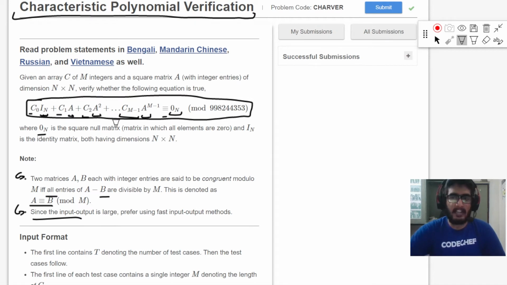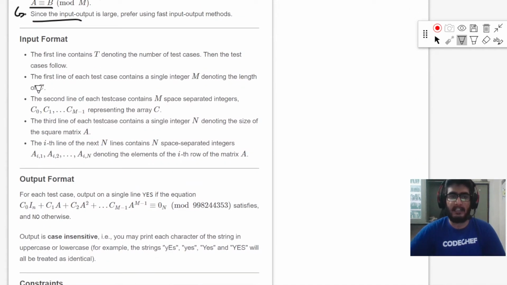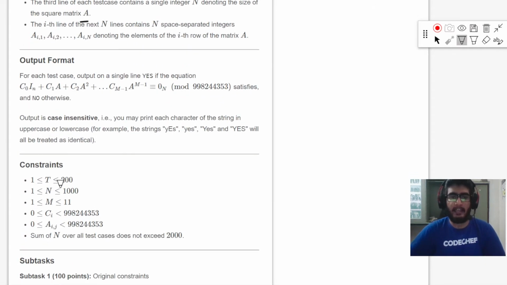So this is a pretty straightforward question where you just have to evaluate whether this whole matrix is going to be congruent to 0 or not. Basically, you have to evaluate this matrix and check whether it is 0 or not. In input, we are given the vector C and the matrix A in each test case. And the number of test cases here is 200, but as it is given that the sum of n over all test cases does not exceed 2000, we do not have to factor in the number of test cases in our time analysis. We just have to factor in the maximum value of n, which we can take as 2000.